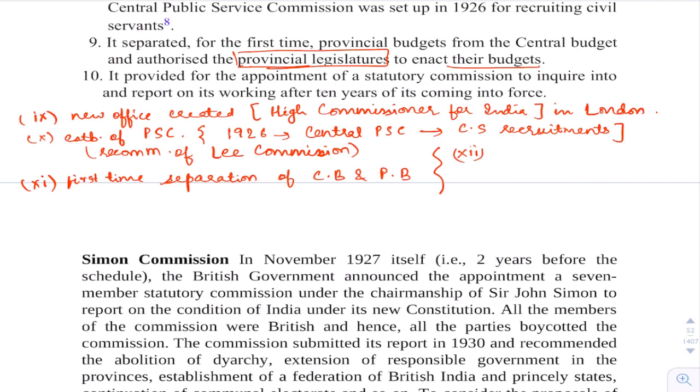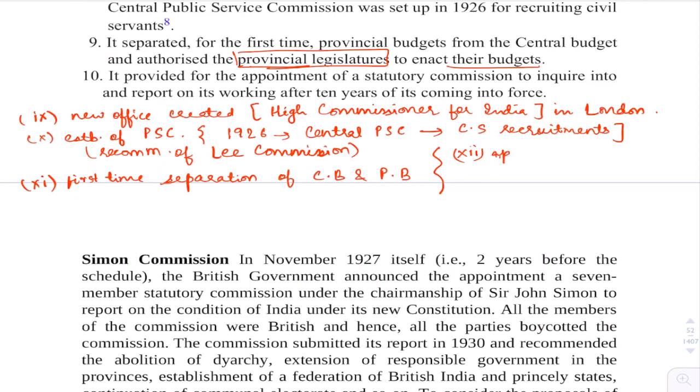It provided for the appointment of a statutory commission to inquire into and report on its working after 10 years of its coming into force. एक statutory commission मतलब जो law से बन के आ रहा है, that commission has to inquire, ठीक है, and report on its own working after 10 years of its coming into force. जब भी वो कमीशन फोर्स में आएगा उसके 10 साल के बाद उनको एक रिपोर्ट देना होगा कि उन्होंने जो भी काम करा, रिपोर्ट, ठीक है, उनके वर्किंग का 10 years के बाद.